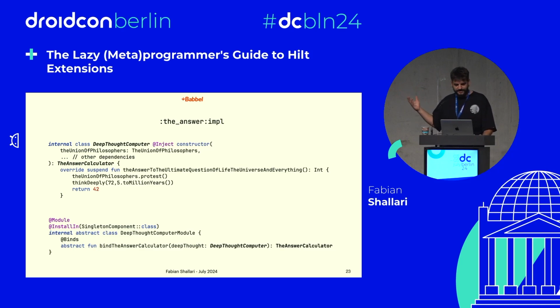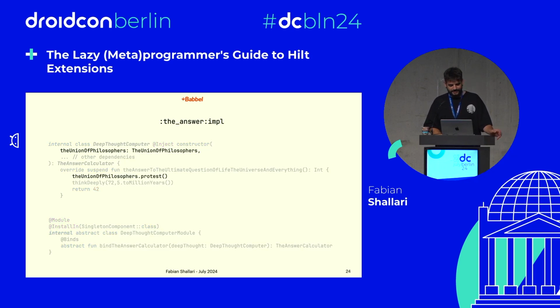And in Hilt, there is a nifty way to achieve this by declaring a binding method, right, in the Dagger module, and that module will be picked up by Hilt, and it will be installed in one of Hilt's components. So, basically, what we need to do is, in a way, declare a link between an interface and an implementation.